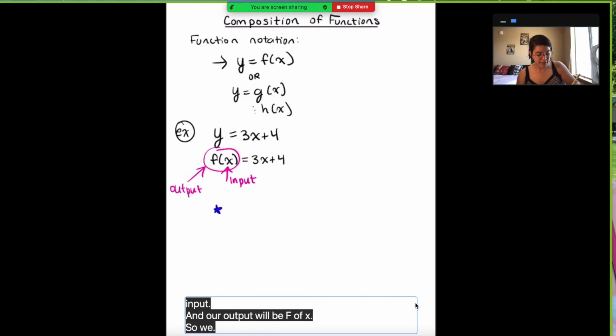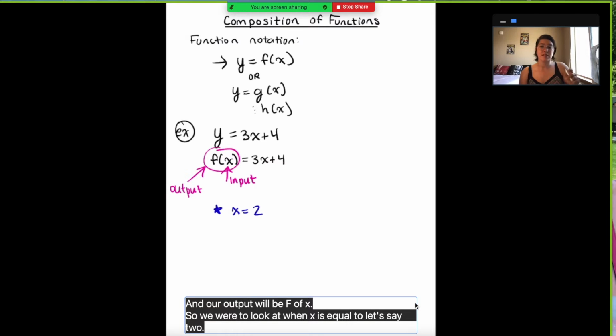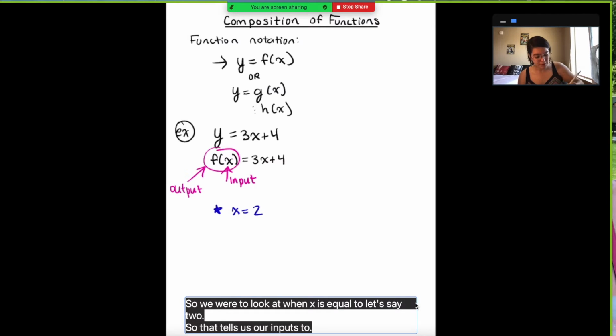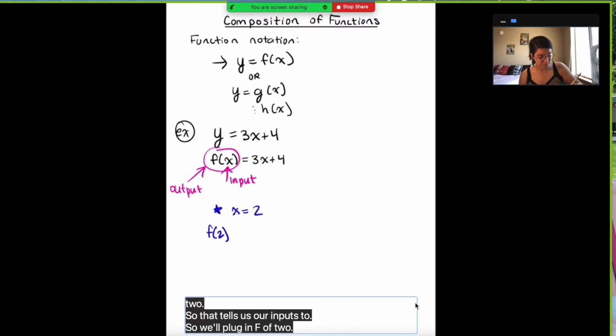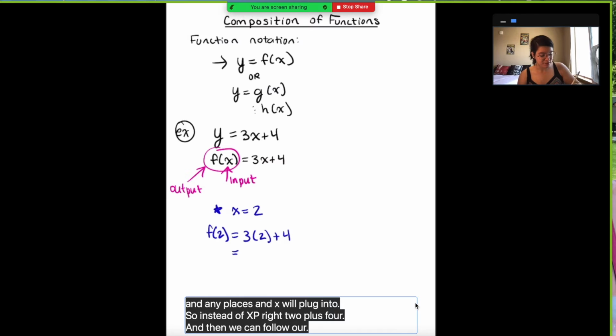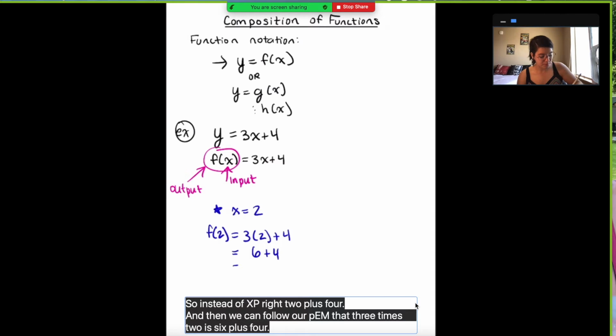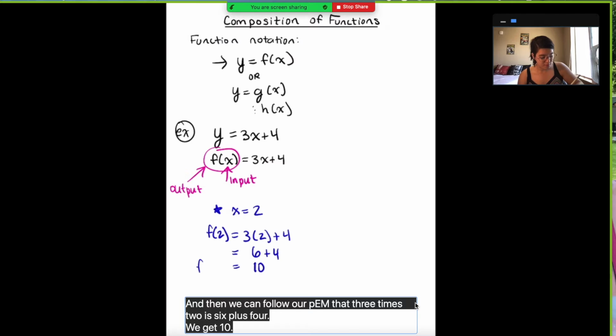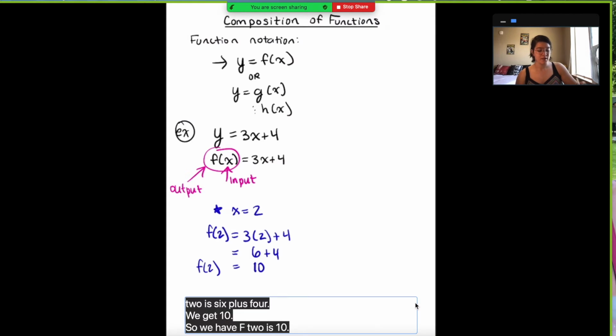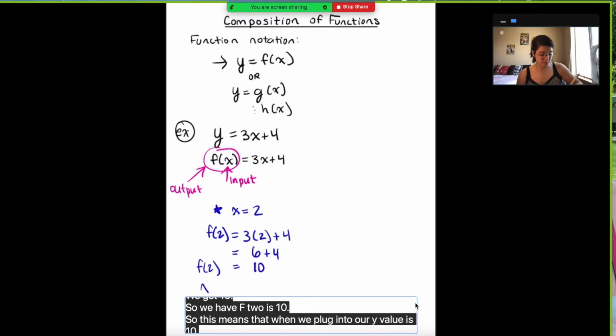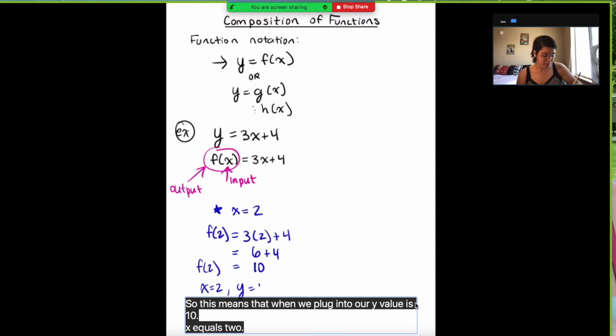So if we were to look at when x is equal to, let's say, 2. That tells us our input's 2. So we'll plug in f of 2. And any place there's an x, we'll plug in 2. So instead of x, we write 3 times 2 plus 4. And then we can follow our PEMDAS. 3 times 2 is 6 plus 4. We get 10. So we have f of 2 is 10. This means that when we plug in 2, our y value is 10. So x equals 2 and y equals 10.